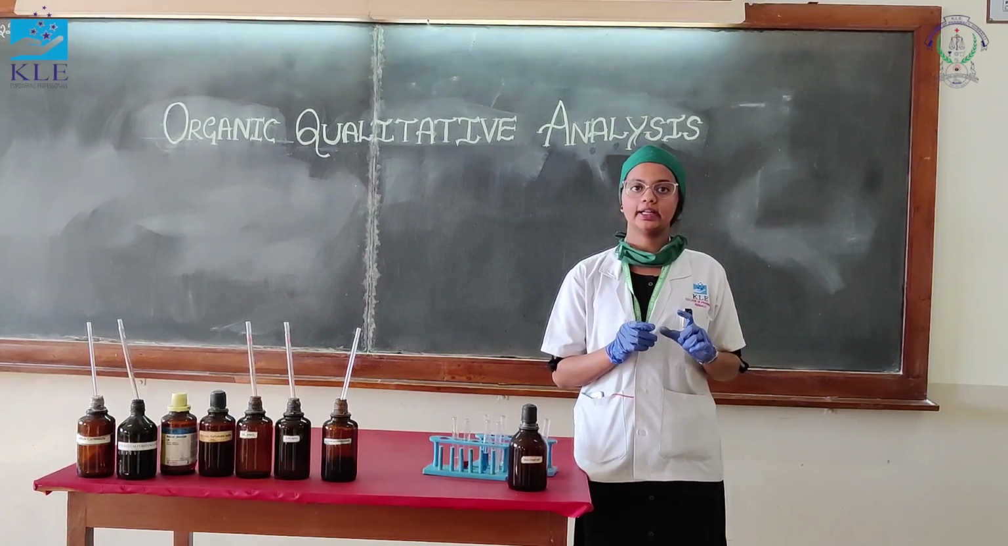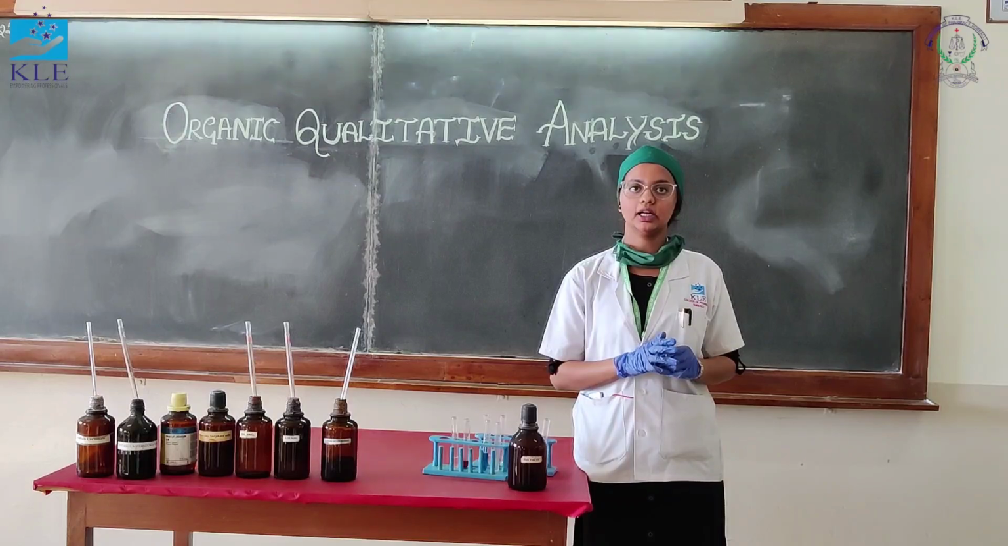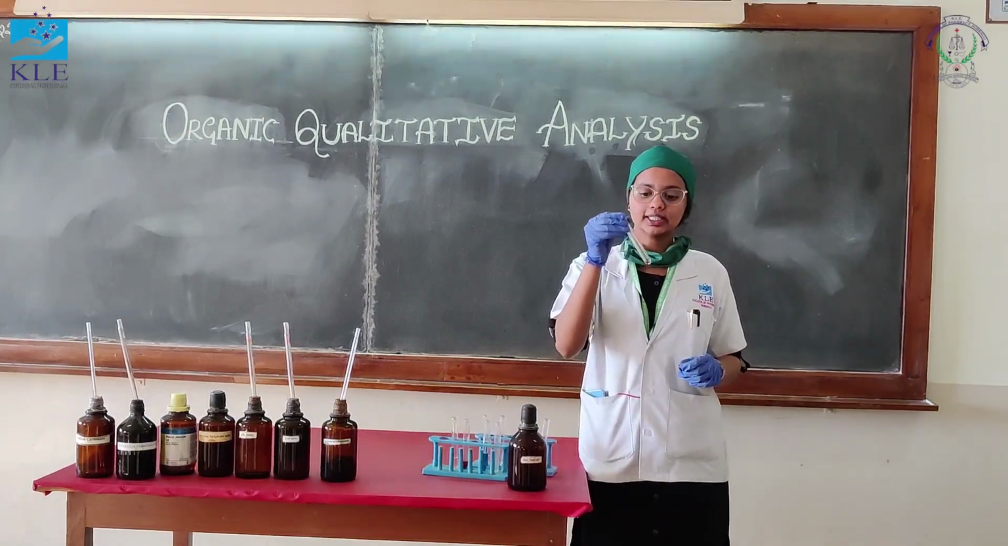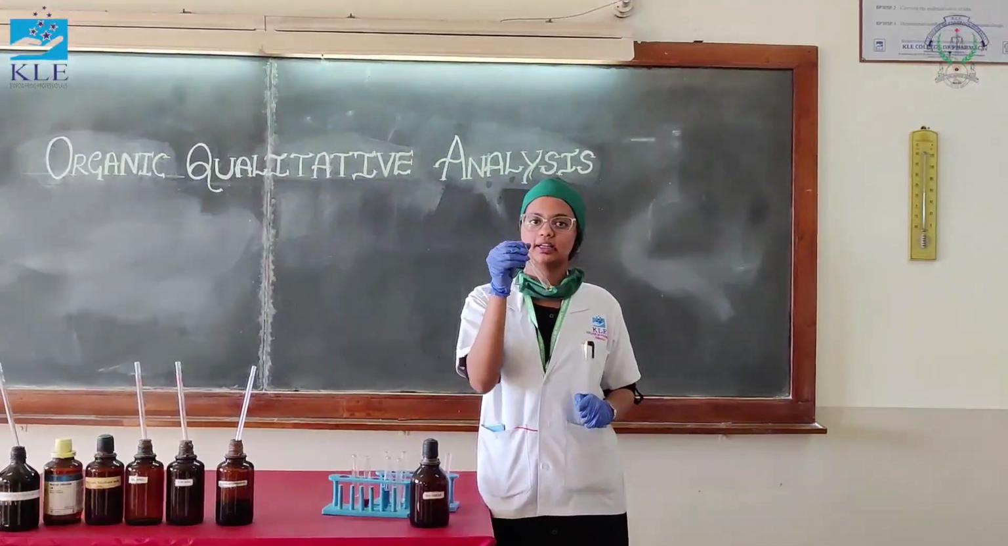Second confirmation test, that is the derivative preparation or urea nitrate test. In a test tube, add a small quantity of substance and dissolve it in water. To that add concentrated HNO3 solution, that is nitric acid. The crystals of urea nitrate separate out, so we can say that urea is confirmed in the given compound.